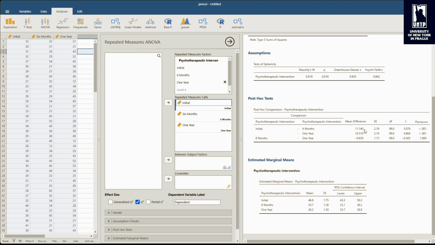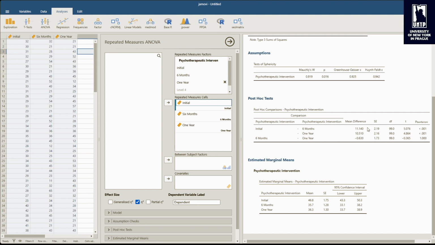Well, if you want to cheat and you want it easier, you can just go here into the means and just see how it looks. Otherwise, it's pretty simple. You can take this dash as a minus sign. So you will have initial alcohol consumption minus the alcohol consumption after 6 months. You see that it's 11.